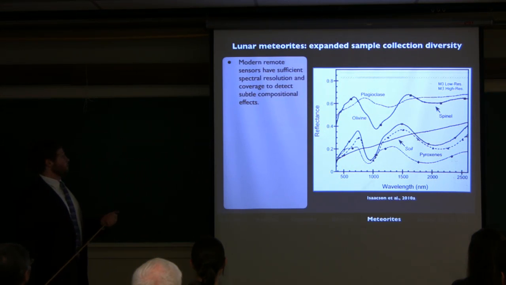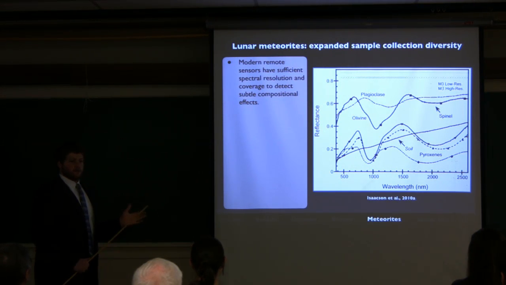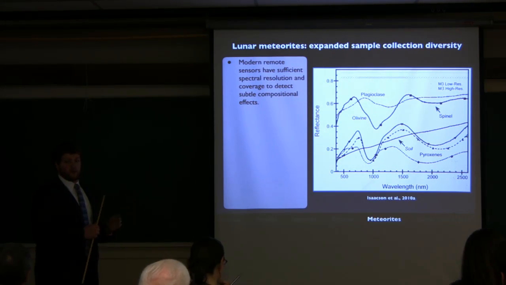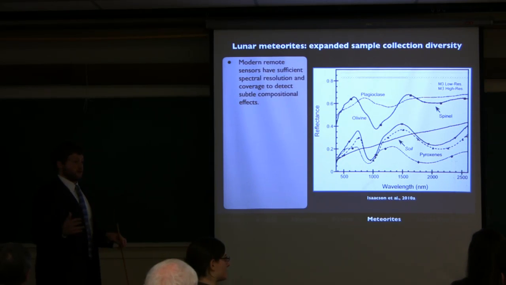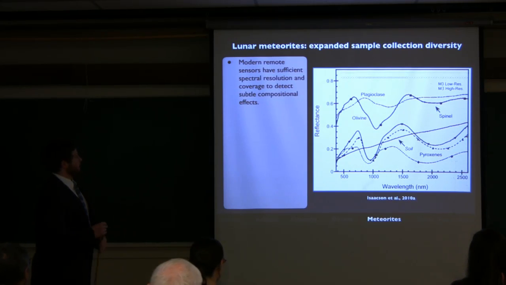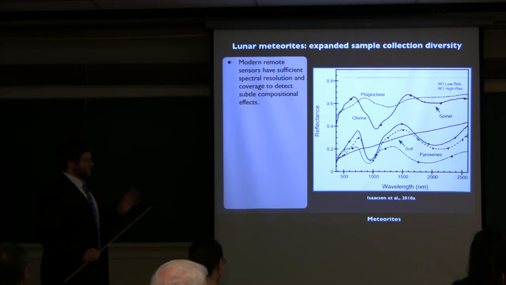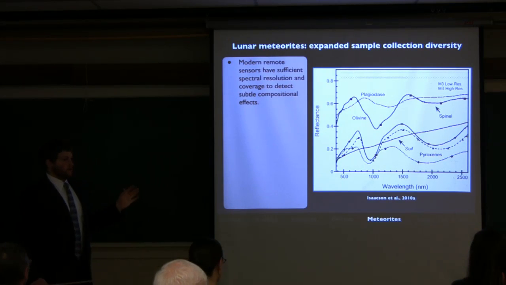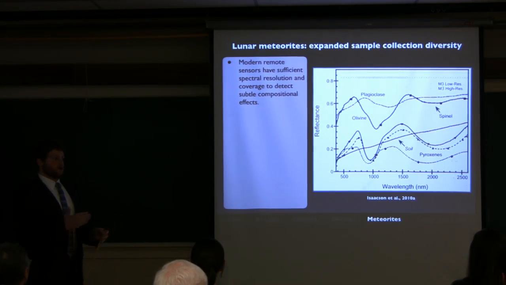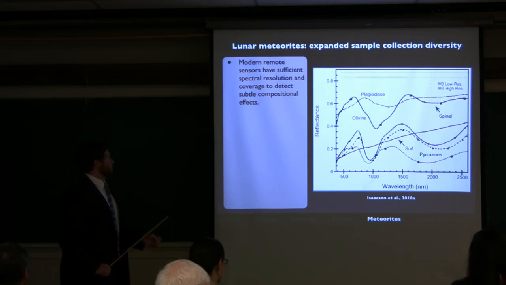As I said, the motivation for this is that modern remote sensors are able to detect very subtle differences between reflectance spectra across the surface. So they really should have the ability to detect the subtle differences that enable us to pinpoint compositional subtleties that we wouldn't have been able to do with previous remote sensing missions that have only a few bands.